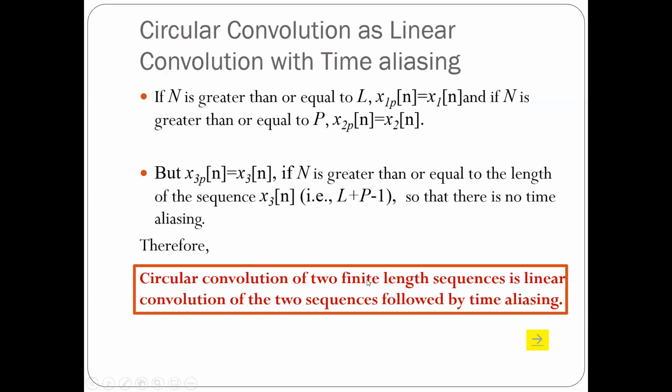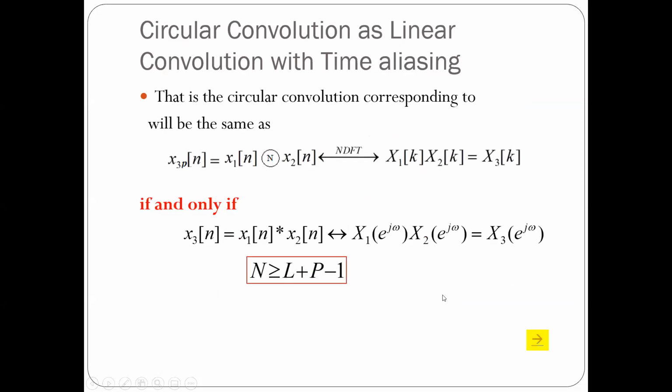So circular convolution of two finite length sequences is linear convolution of the two sequences followed by time aliasing. So circular convolution will be the same as linear convolution if and only if.